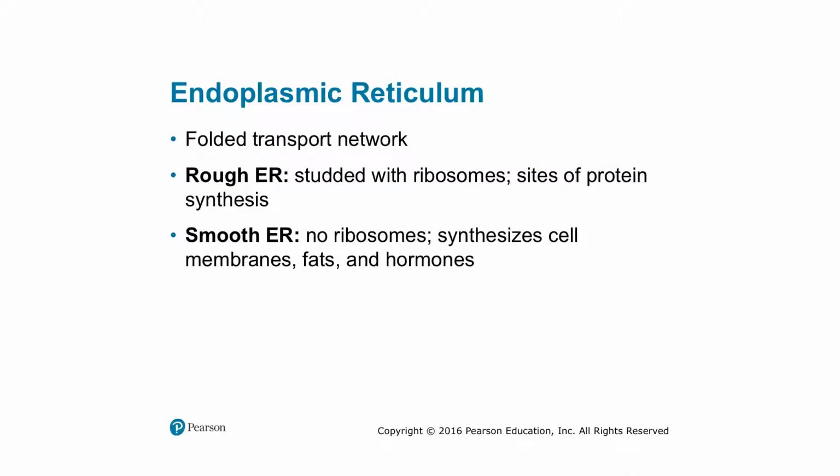The endoplasmic reticulum is a folded transport network. We have two different types: the rough endoplasmic reticulum and the smooth endoplasmic reticulum. The rough ER is studded with ribosomes, and these are generally the sites of protein synthesis. The smooth ER has no ribosomes. It synthesizes cell membranes, fats, and hormones. It's also very useful in detoxifying any type of toxin that comes through the body.